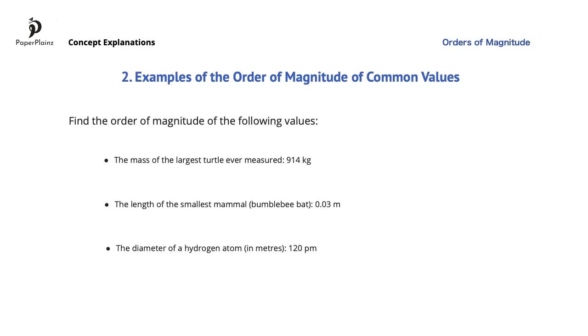I will start by rounding the mass of our turtle to the nearest power of 10, which is 1000, and this is equal to 10 to the power of 3. So the order of magnitude here is 10 to the power of 3.